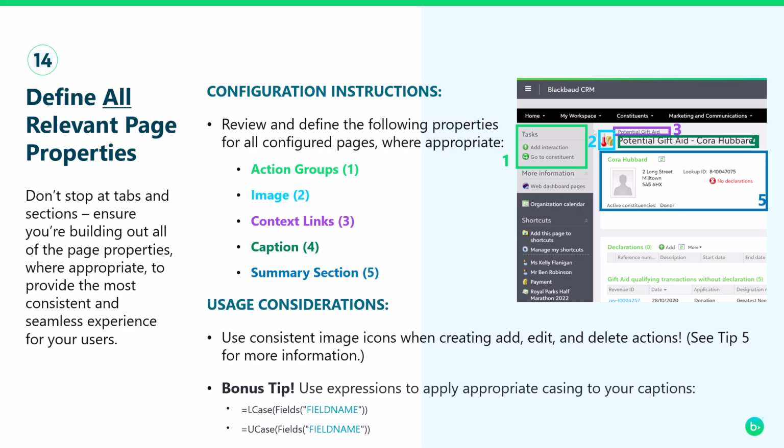So action groups, from the properties dialog, will appear as items in that left nav taskbar. Image is the image. Context link is what appears right at the top. Caption is the main thing that you'd normally see. A summary section, this is really useful. It takes a view form. So if you wanted to go ahead and design a particular view form in the SDK, that gives you some options to produce some really intuitive user experiences.